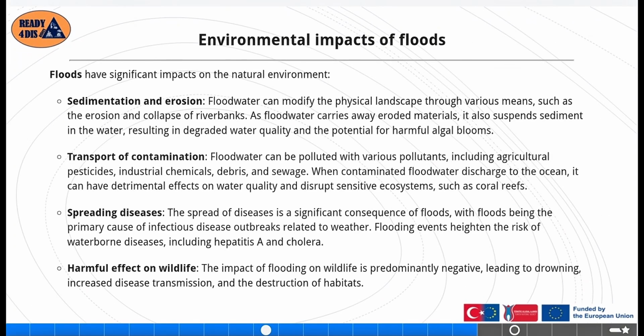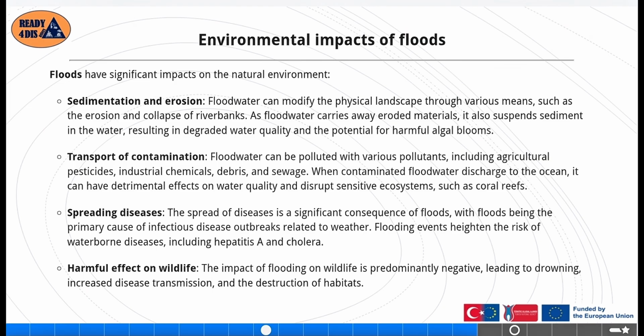Environmental impacts of floods. Floods can significantly affect the natural environment in several ways. Sedimentation and erosion. Floodwater reshapes the land by eroding riverbanks and collapsing them. As it flows, it carries away materials, suspending sediment in the water. This lowers water quality and may cause harmful algal blooms.